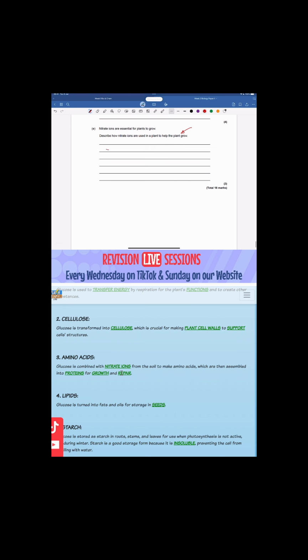So 1 mark for saying nitrate ions combine with glucose. The second mark is to form amino acids, which are used to make proteins for growth.